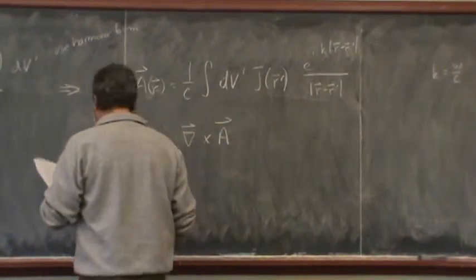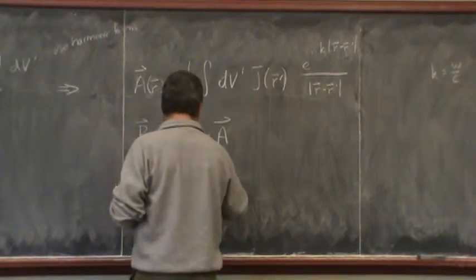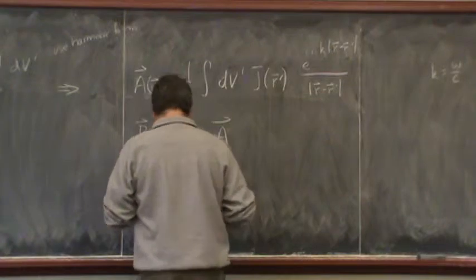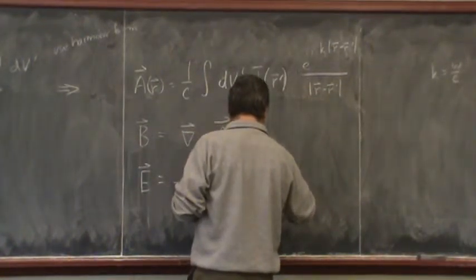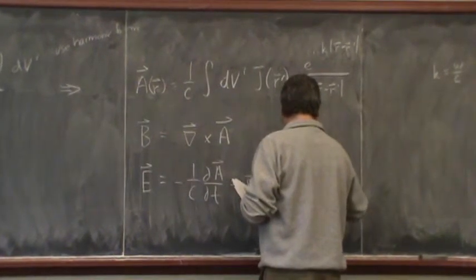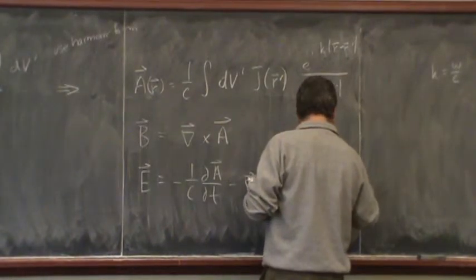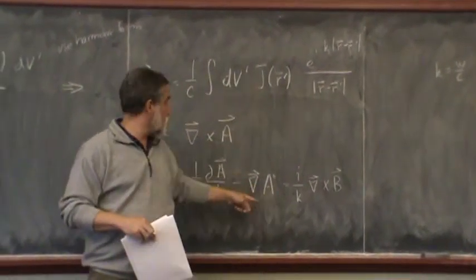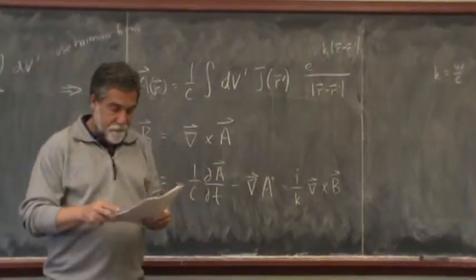B is just curl A. E is a little bit more complicated. We've used it before. And in this form, for the harmonic form, it looks like this, okay? So it's related to the magnetic field.